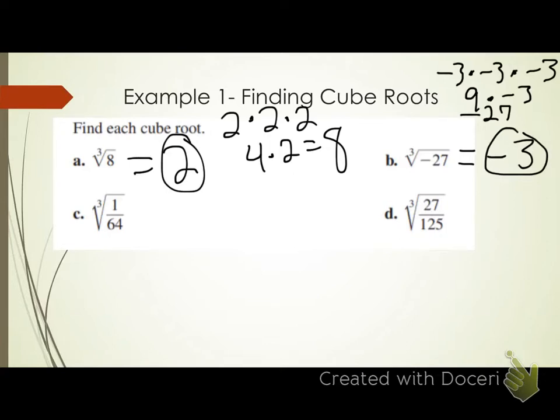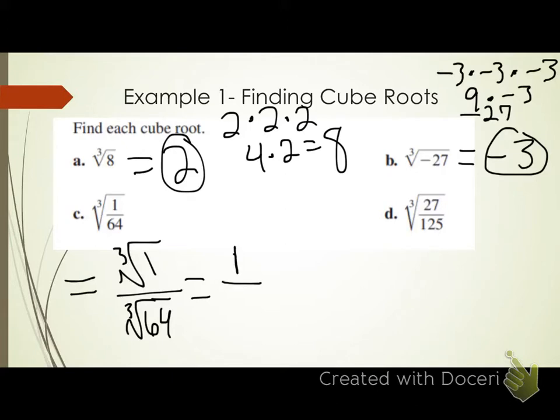Letter C, we've got a fraction, but don't let that scare you. We can still handle it. For cube roots of fractions, we have a rule that says I can split it up into 2 different cube roots. I can put 1 under its own cube root and 64 under its own cube root. So now I'm just finding the cube root of 1 and the cube root of 64, and I'm putting them over each other. So the cube root of 1 is just 1. 1 times 1 times 1 gives me 1. Cube root of 64 would be 4. So that means that the cube root of 1 over 64 is 1/4.